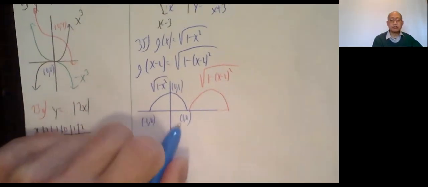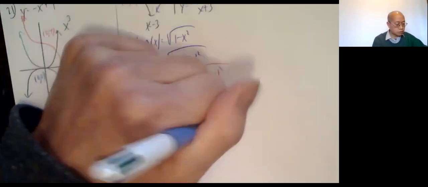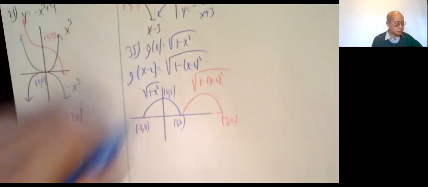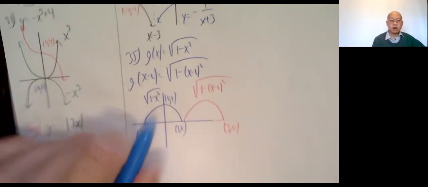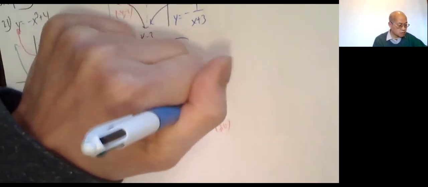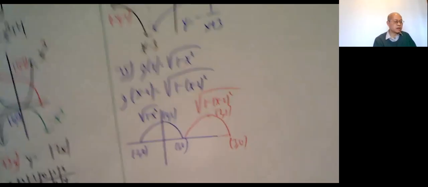Okay, so negative 1, 0 becomes 1, 0. 1, 0 moves over to 3, 0. And 0, 1 becomes 2, 1.